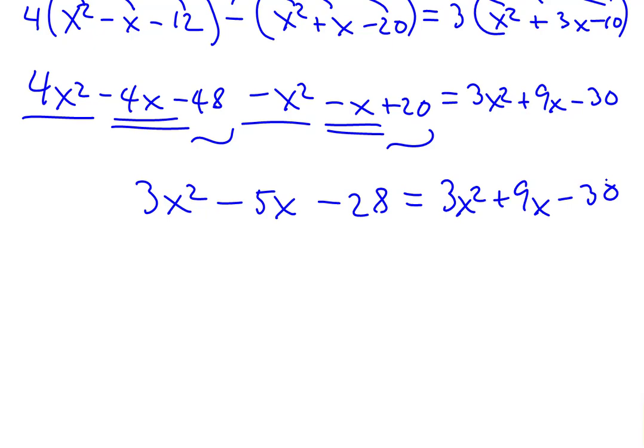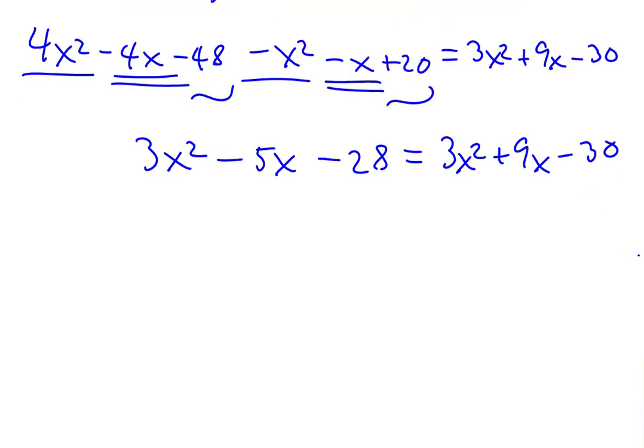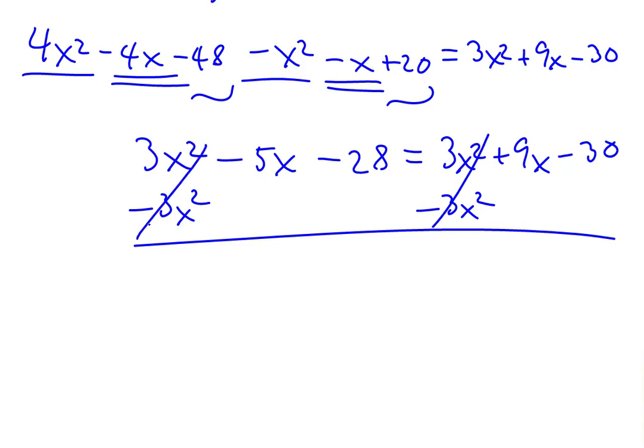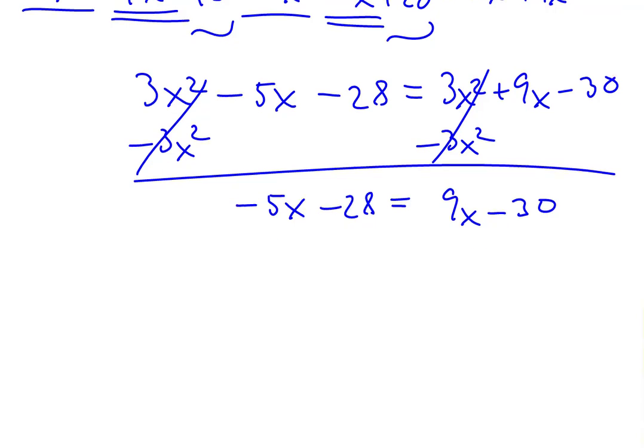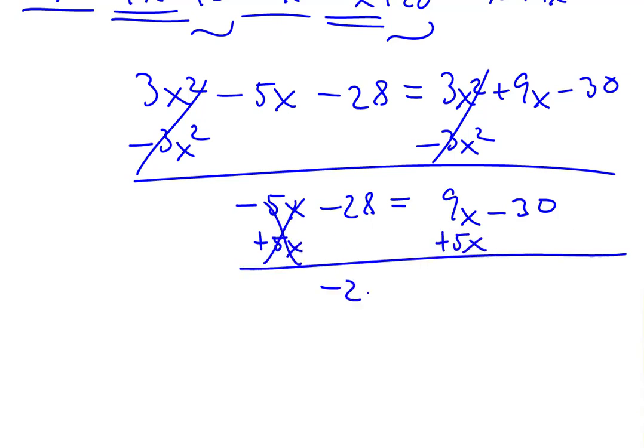And now our goal, of course, is to work on getting x alone. And to do so, we'll start subtracting things through. Notice we have the same term for x squared on both sides. So if I were to subtract 3x squared from both sides of the equation, those would completely cancel out, leaving us with a negative 5x minus 28 equals a 9x minus 30. We'll move our variables first, smaller to larger strategy here. And to do so, I'll add 5x to both sides. That would leave us with a negative 28 equals a 14x minus a 30.